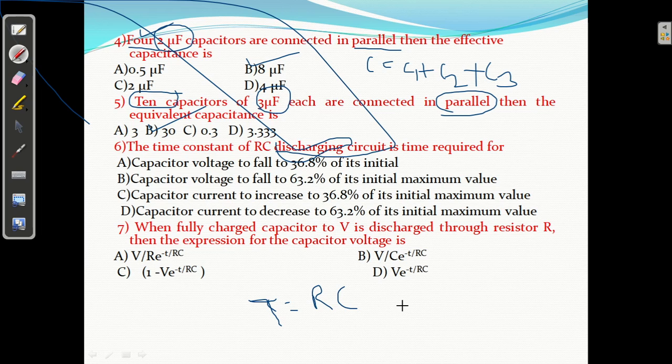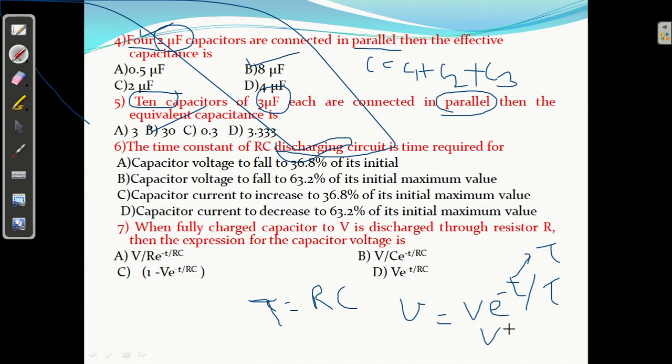Now, what is a discharging circuit? What is the definition, in terms of voltage? So what is the formula for voltage? For a discharging circuit, V equal to what? Capital V, that is the supply voltage, e raised to minus t by tau. Now put t equal to tau. When you put t equal to tau, what will come? e raised to minus tau by tau, that is e raised to minus 1.